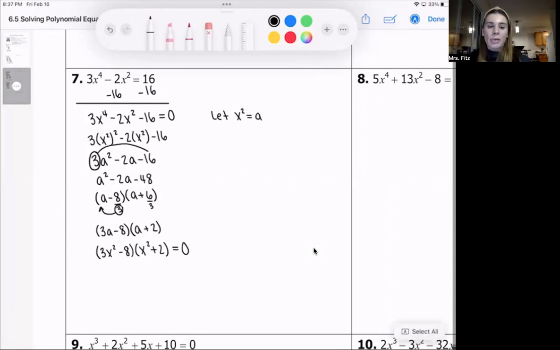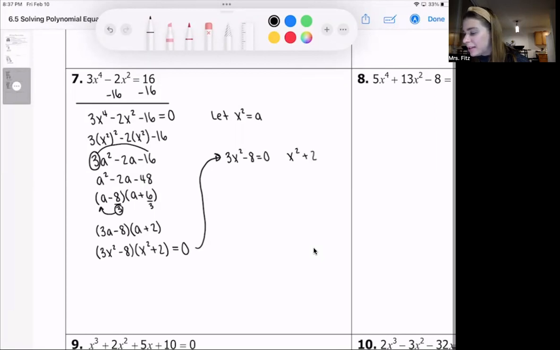All right, so from there, we can basically just make sure that we set each of our factors equal to 0. I'm running out of room a little bit, so I'm going to move this up here. We have 3x squared minus 8 equals 0, or x squared plus 2 is equal to 0. Okay, from there, it looks like square root method can be used again. So we're going to add 8 to both sides. We get 3x squared is equal to 8. Divide both sides by 3, and x squared equals 8/3.